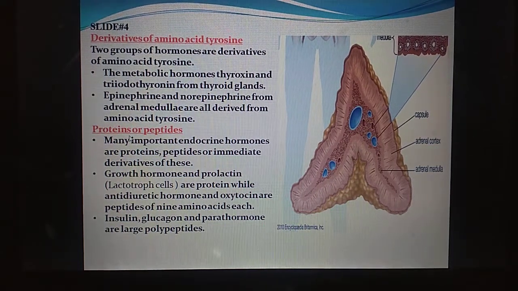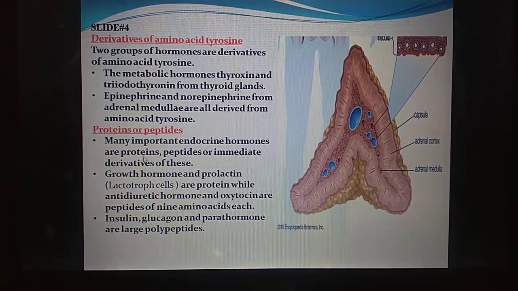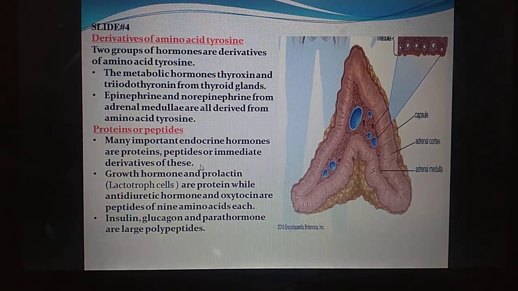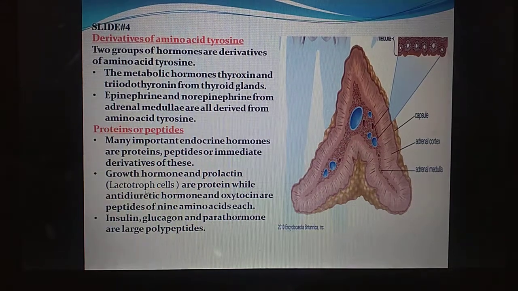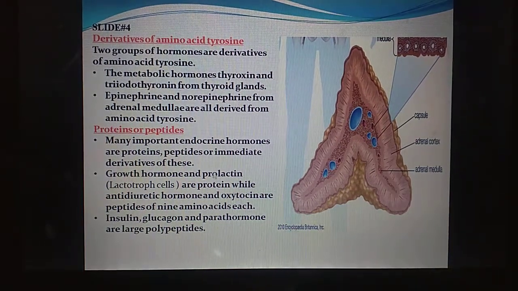Okay, then those hormones which are proteins are peptides in nature. So let's see what these are. Many important endocrine hormones are proteins. Peptides are immediate derivatives of these. Growth hormone and prolactin. Prolactin is produced by the anterior pituitary, and the cells in the anterior pituitary concerned with prolactin are called lactotroph cells. Prolactin is also called the lactogenic hormone. Why? Because it's concerned with the production of milk in the mammary gland.